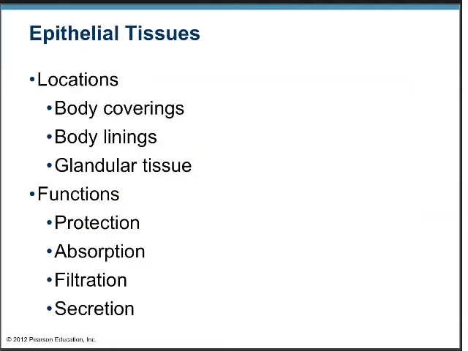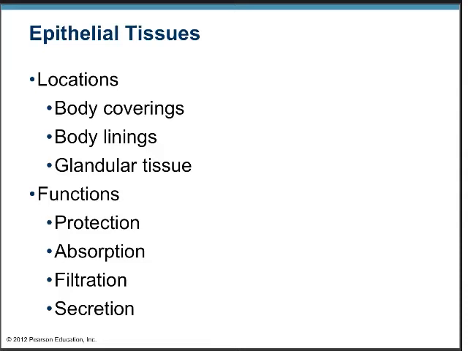So let's start with epithelial tissue. Where do we find it? We find it in body coverings and body linings. We also find it in glandular tissue. Glandular tissue is tissue that's tasked primarily with producing secretions that the body uses in order to maintain homeostasis. And its functions include protection, absorption, filtration, and secretion.